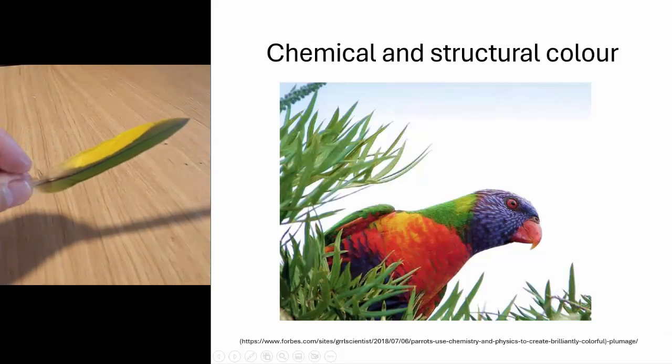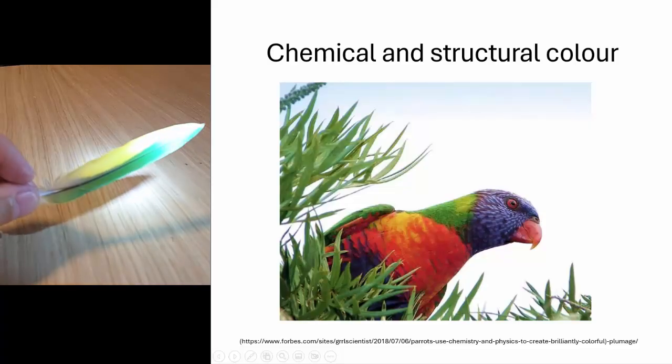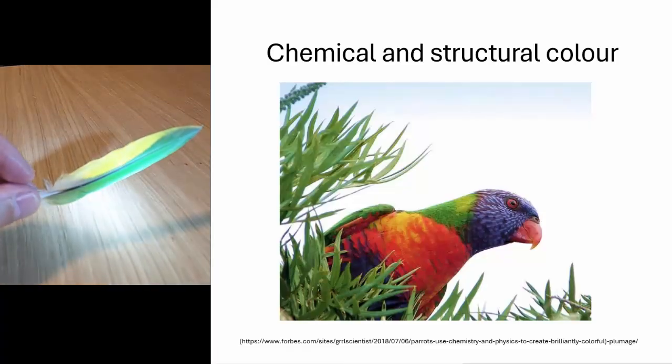So spring is here and the rainbow lorikeets are feasting on the grevilleas and have been kind enough to drop me a yellow and green feather that's the perfect demonstration of both chemical and structural color.